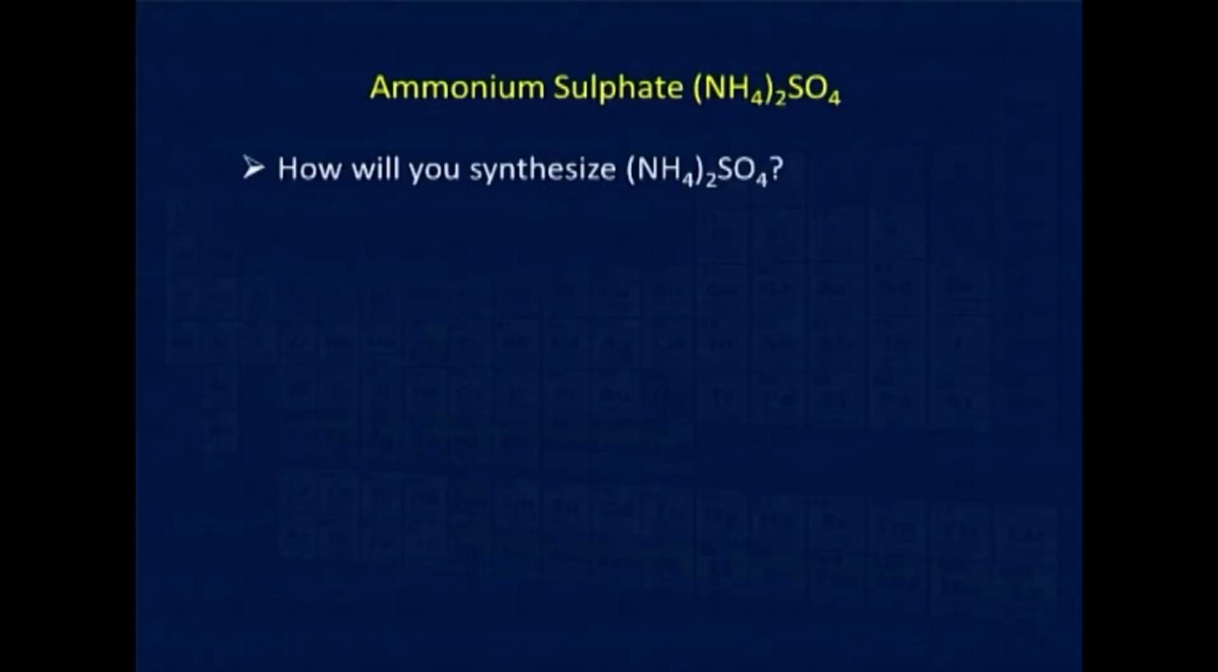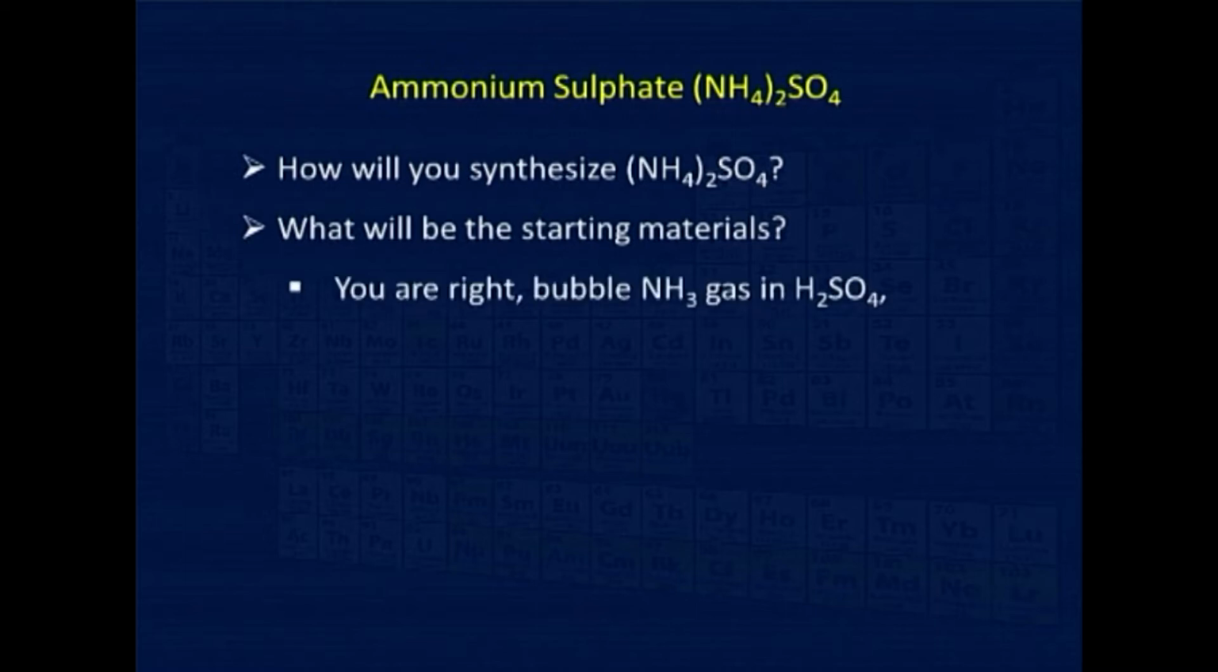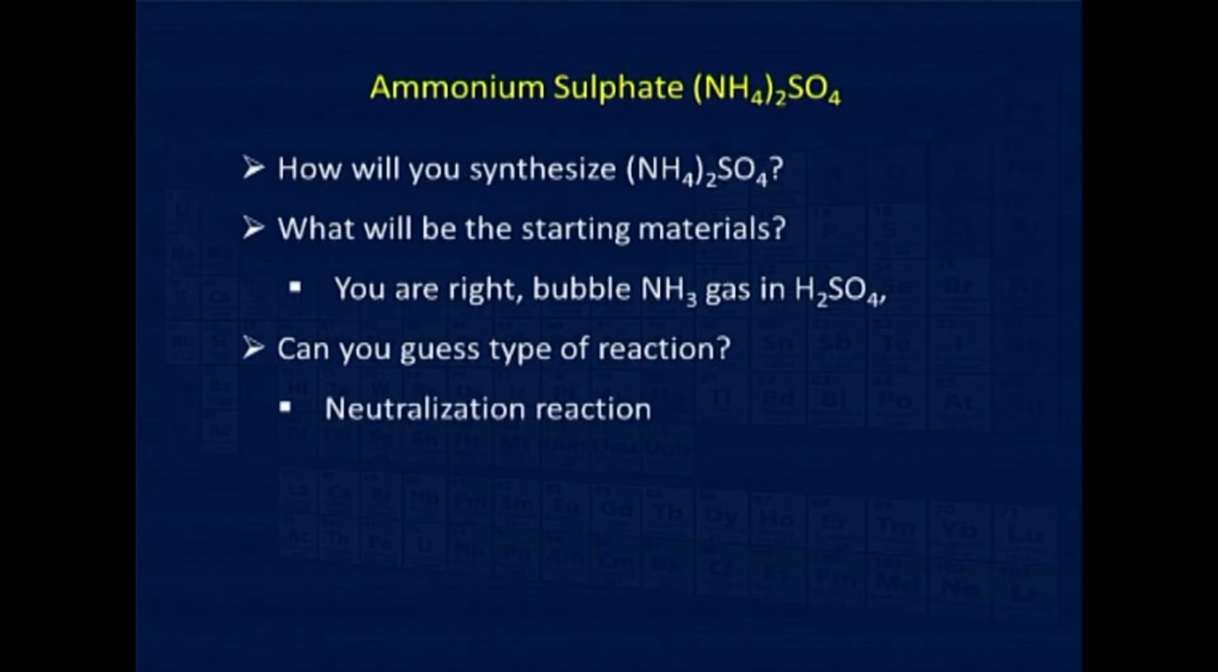If I ask you how you will synthesize ammonium sulphate, what will be the starting material? You are right, we can bubble ammonia in concentrated or dilute H2SO4 to get ammonium sulphate. Can you guess the type of this reaction? Yes, this is a neutralization reaction where ammonia is a base and H2SO4 is an acid, they react.